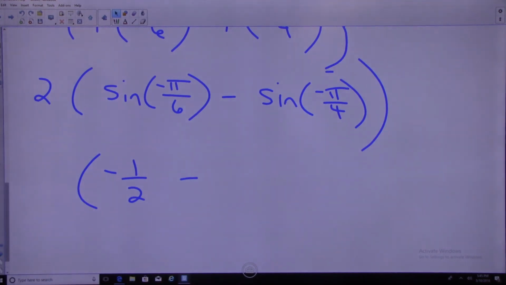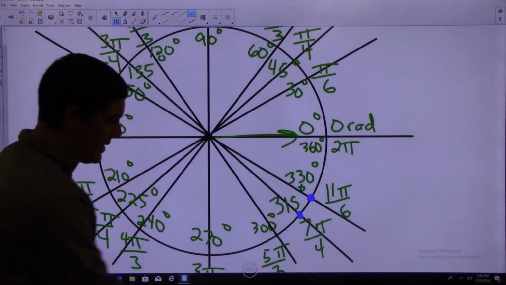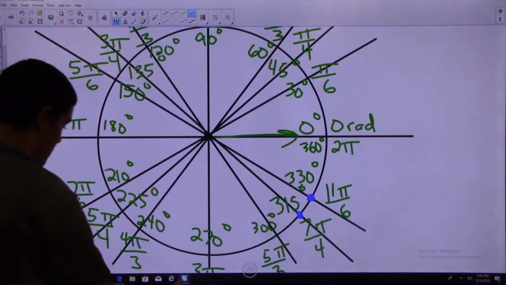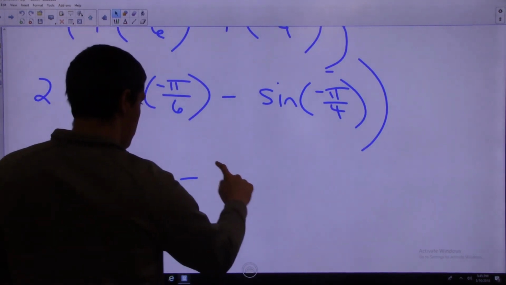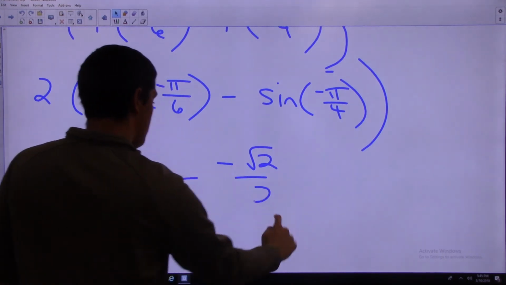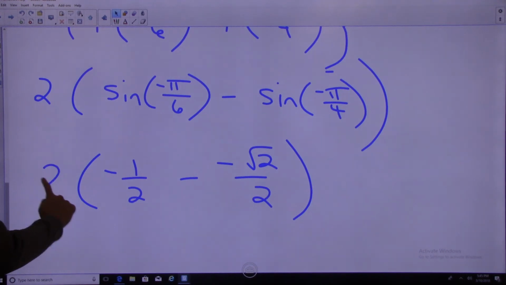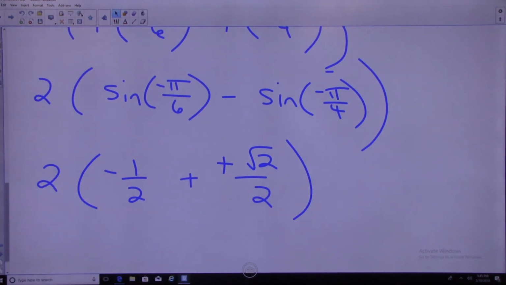And then we've got minus the sine of negative pi over 4. We've got to figure out the sine of that. Well, that's the middle absolute value. So therefore, that's going to be negative square root of 2 over 2, the y value here. Notice I'm just keeping this negative because the formula tells me to do that. It's really like adding the opposite.